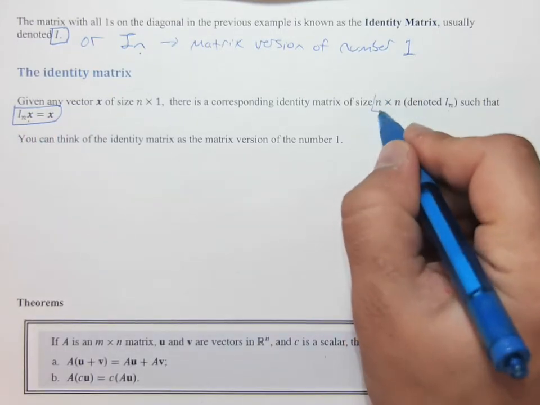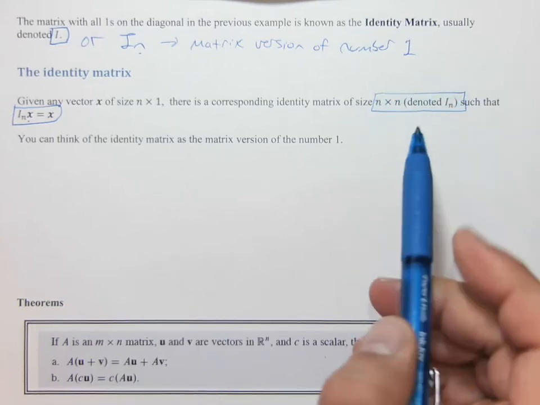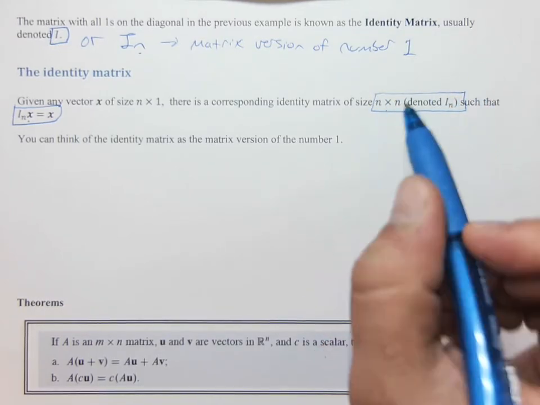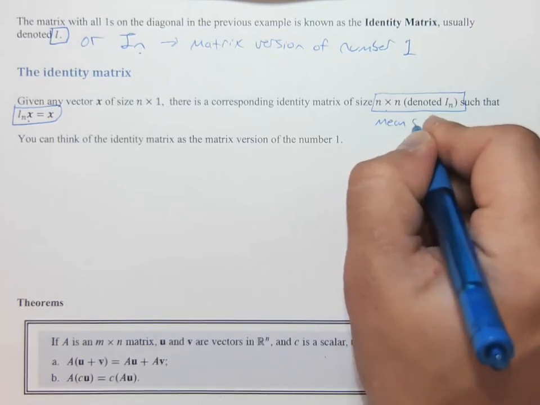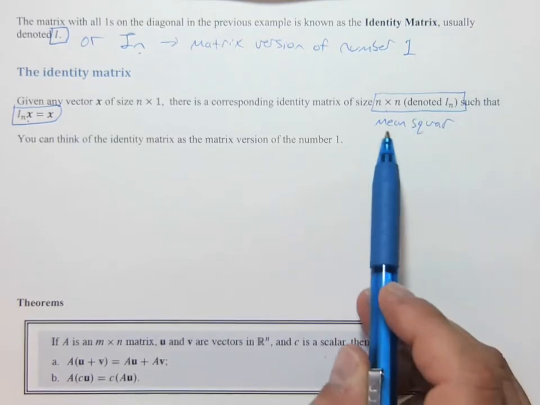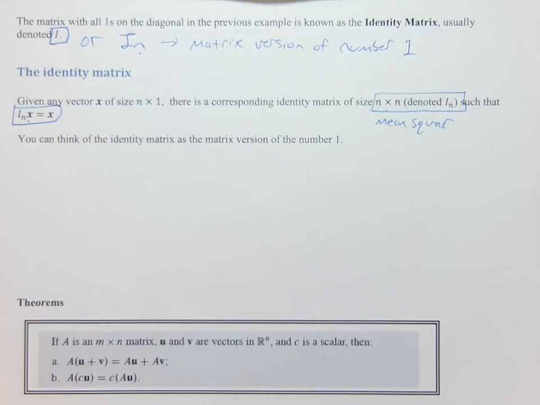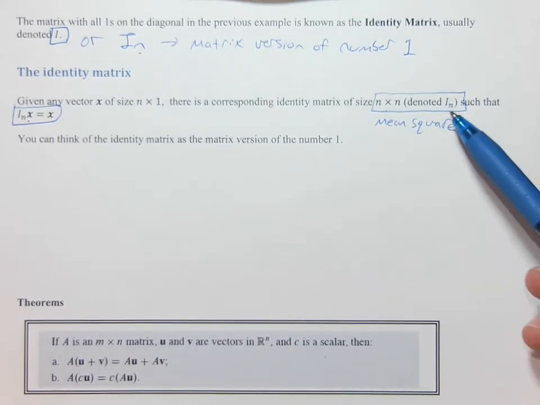Notice, too, that the identity matrix is n by n. That means it has to be square, right? It has just as many rows as it does columns. So the identity matrix is always a square matrix, and the n tells us how many rows and columns it has.